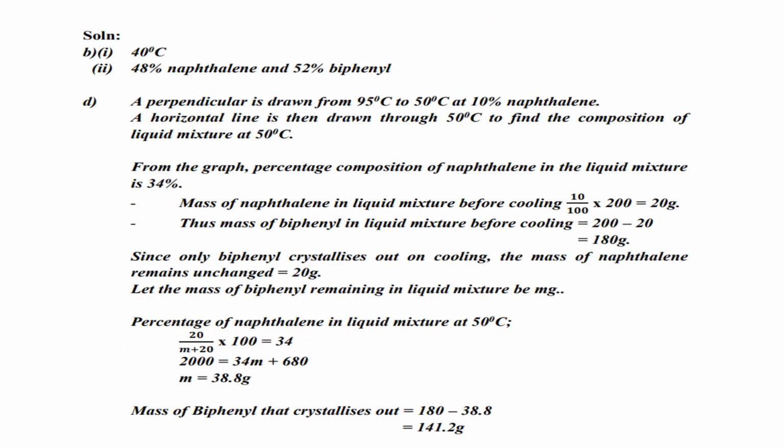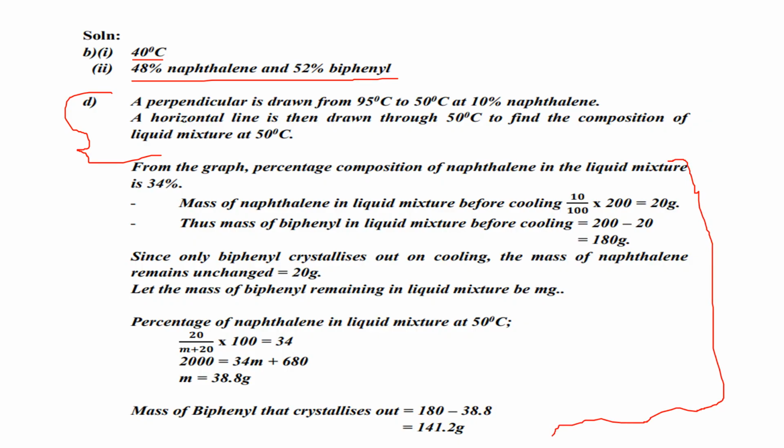Now after plotting the graph, you are going to find that the eutectic temperature is 40 degrees, and the eutectic mixture is going to contain 48% naphthalene and 52% biphenyl. Now, part D is about what I explained, and I gave you the approach you are going to use. The perpendicular is drawn from 95 degrees to 50, and then you slope. And from the graph, now these are some of the calculations. We shall explain them in the next video about these exercises.